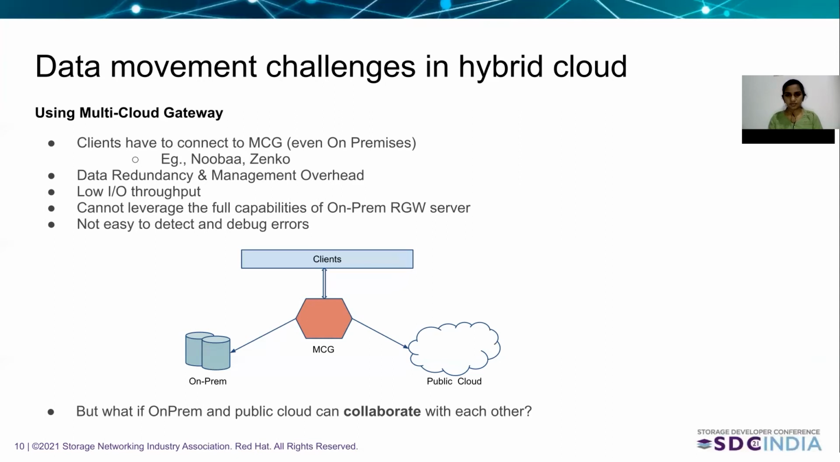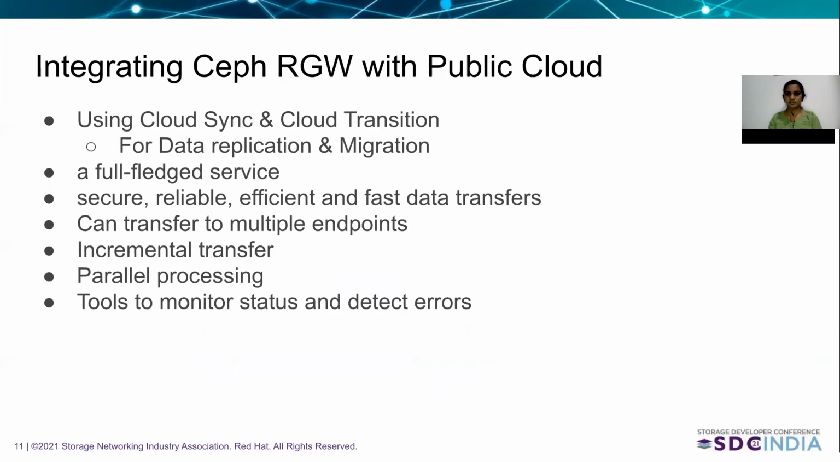So to overcome some of the challenges, what if both on-prem and public cloud can collaborate with each other and move data directly? That is what Ceph RGW is trying to do by integrating with public cloud, directly using its cloud sync and cloud transition features, which are used for data replication and migration respectively.